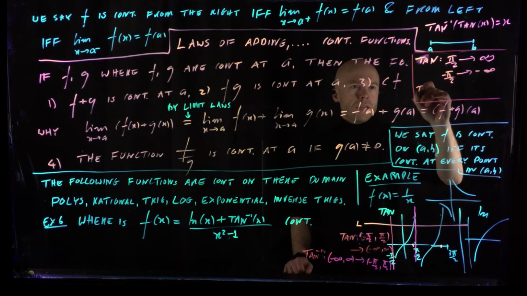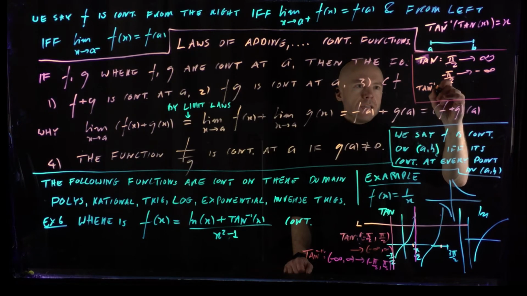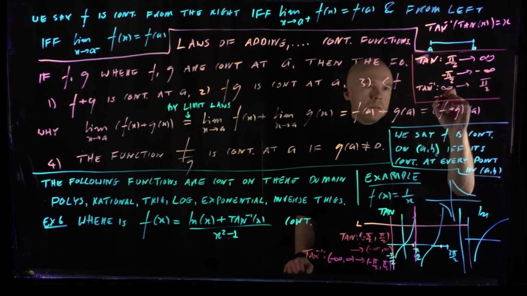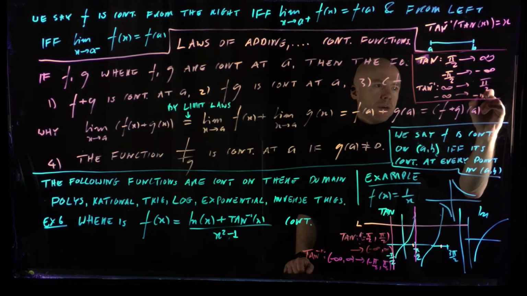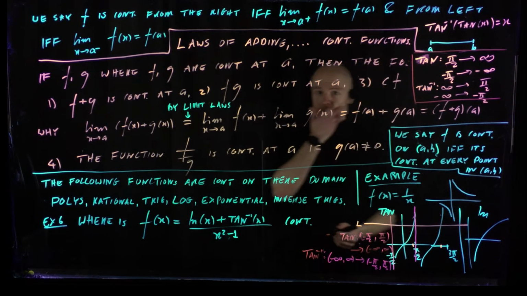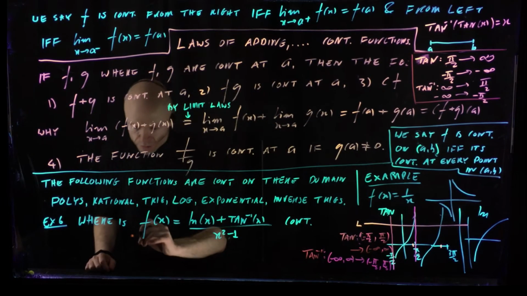So tan to the minus 1 has to unwrap it, right? It has to do the exact inverse. So infinity goes to pi over 2 and minus infinity goes to minus pi over 2. And tan sends 0 to 0, so tan to the minus 1 sends 0 to 0. So let's try and draw it.